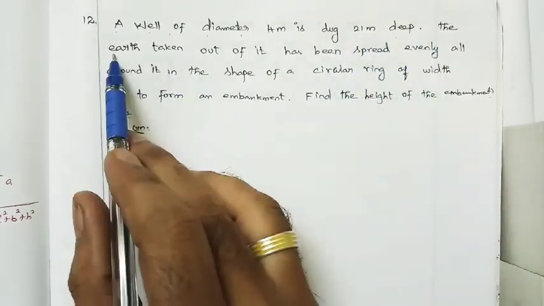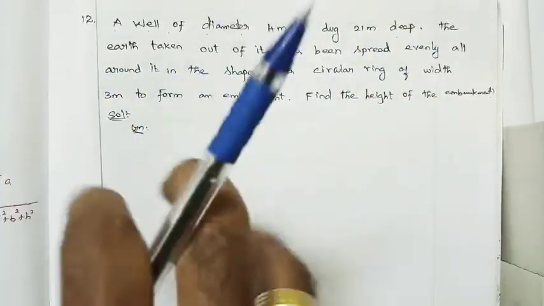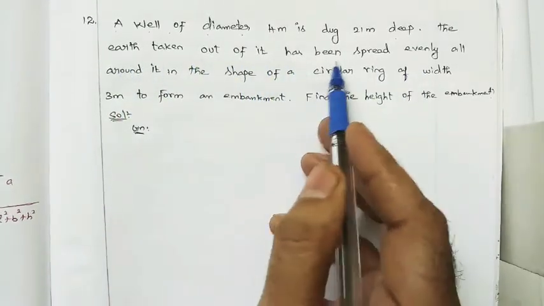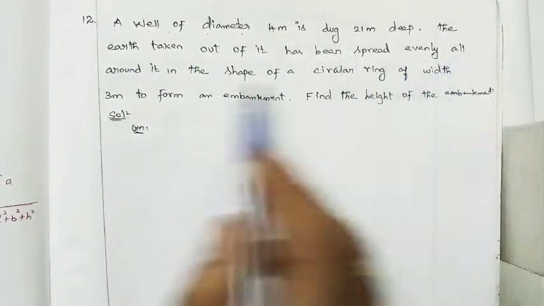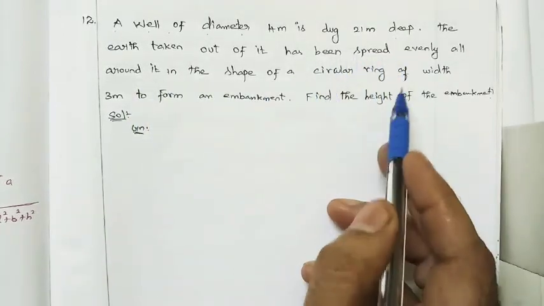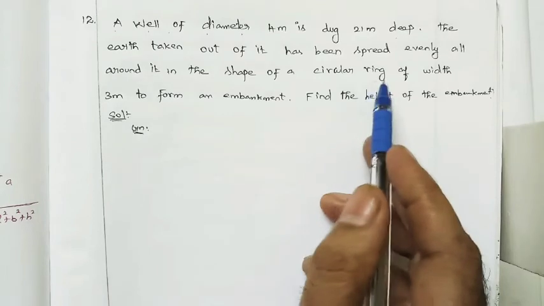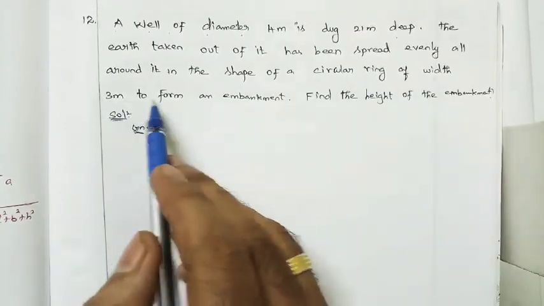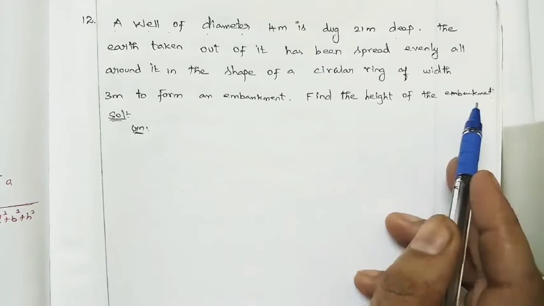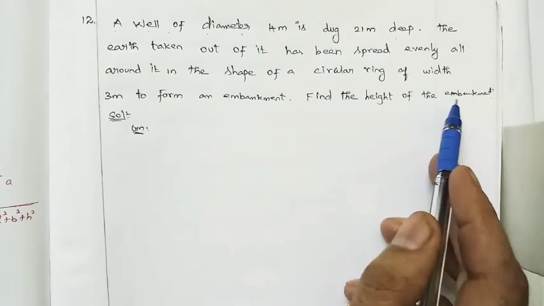Okay, the earth taken out of it, that is the sand, has been spread evenly all around it in the shape of a circular ring of width 3 meters to form an embankment. Find the height of the embankment.